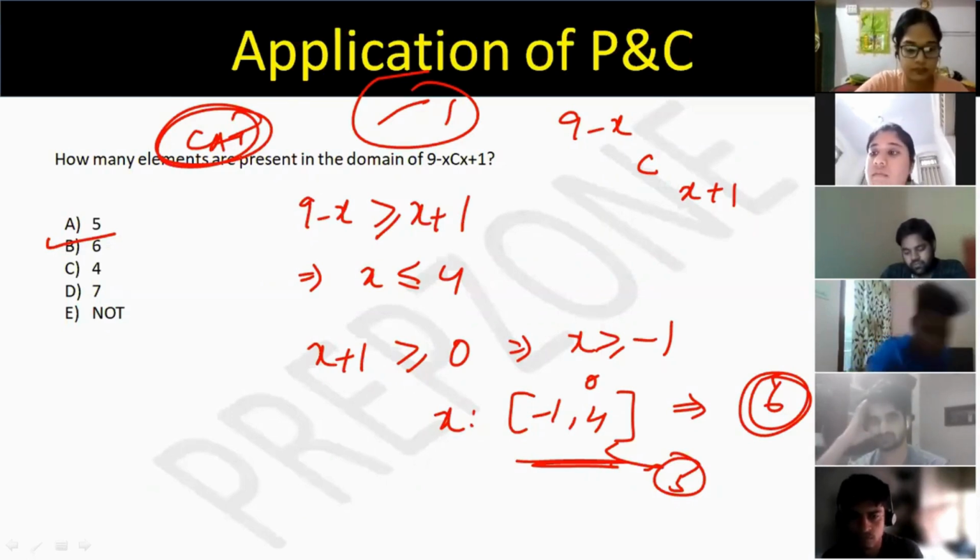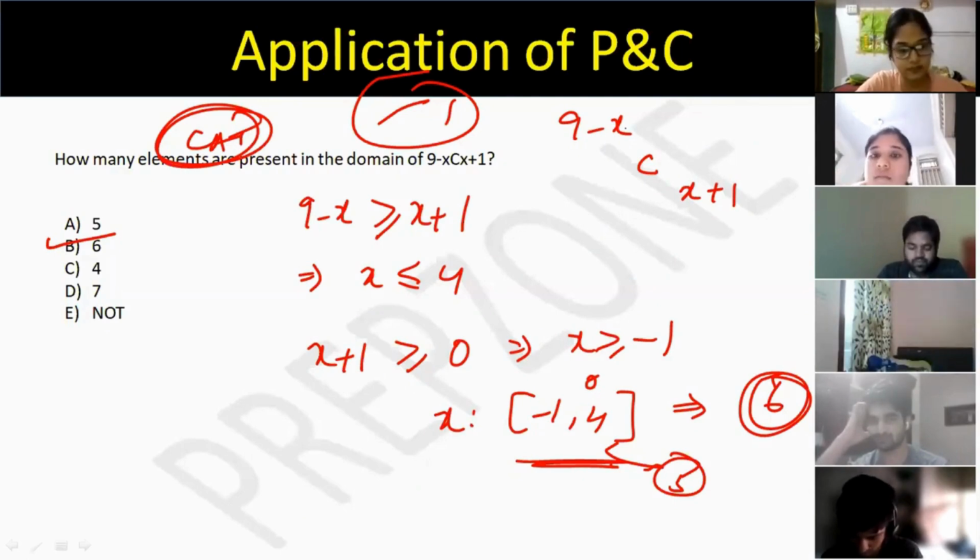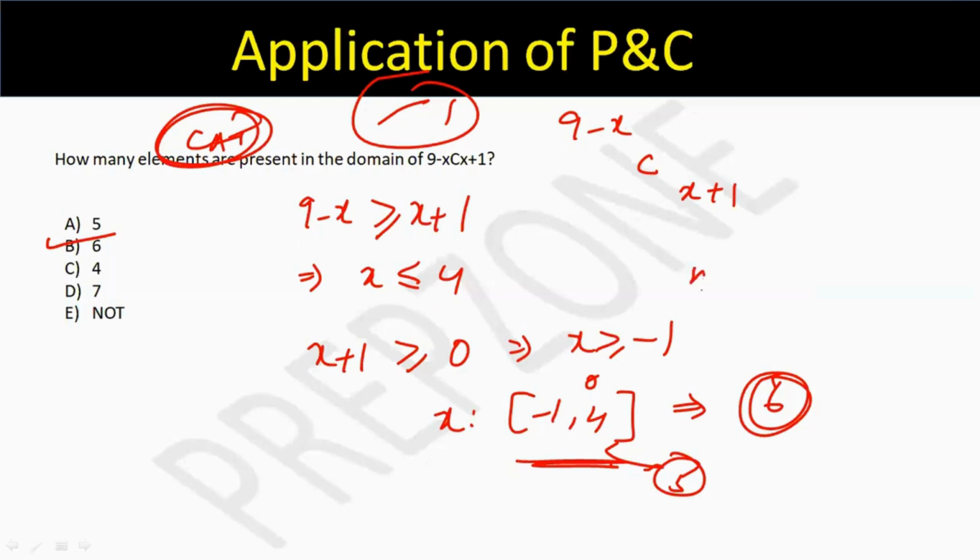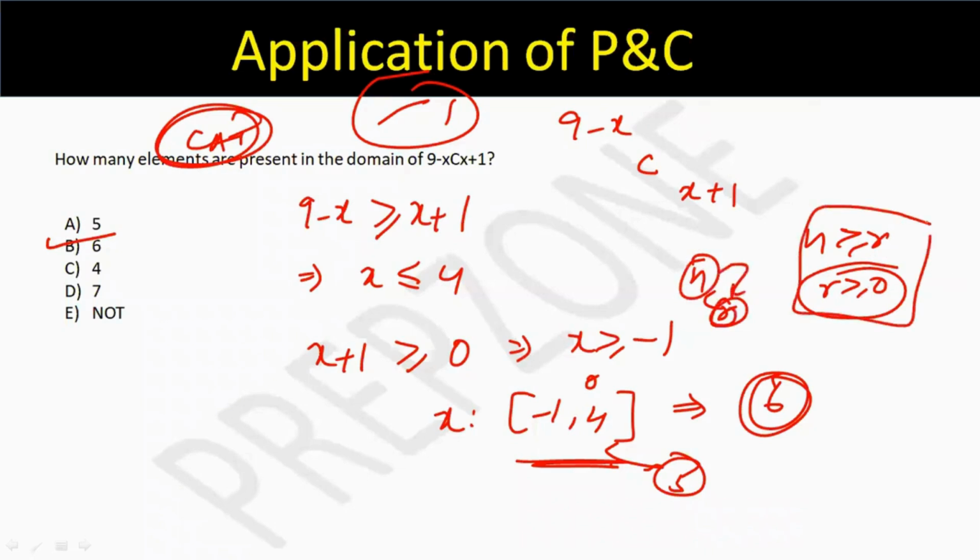Why can't this be it? What is the domain of nCr? The domain of nCr is n has to be greater than or equal to r, and r has to be greater than or equal to 0, right? This will be greater than 0, this will be greater than 0, and n has to be greater than or equal to r. These are the only 2 conditions to be applied. As simple as that.